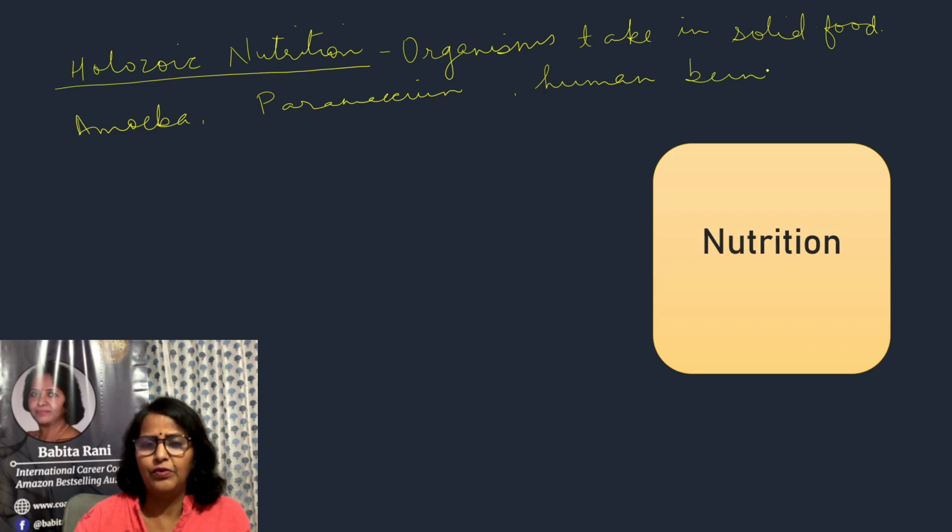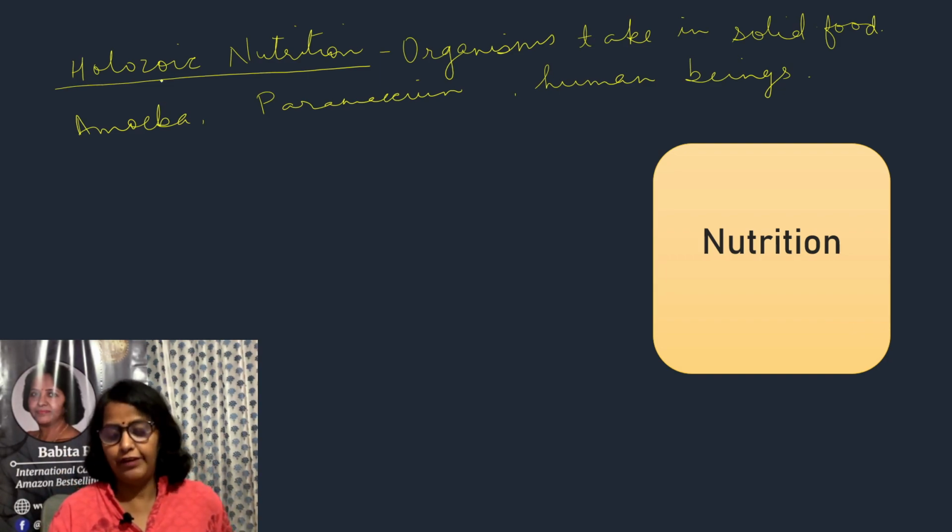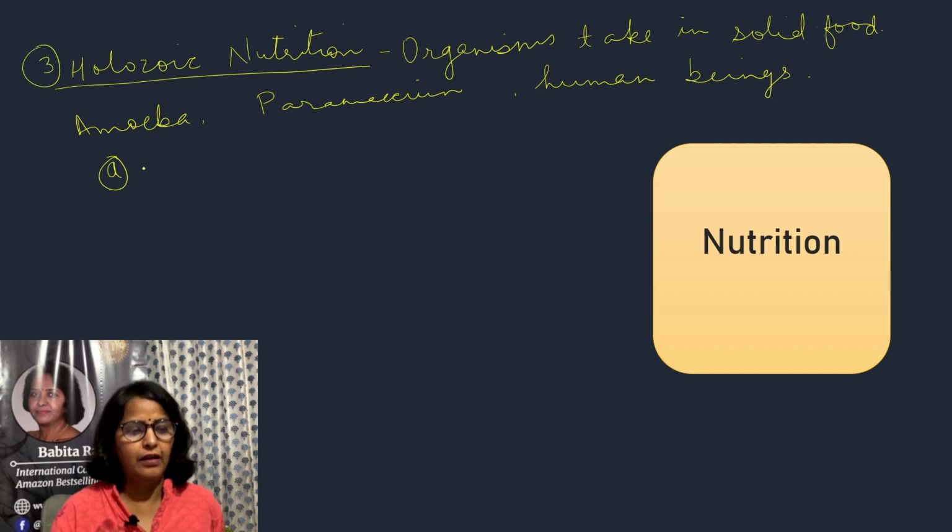Holozoic nutrition is again divided into 5 different processes. The first one is taking in of food, which is known as ingestion. Taking in of food is known as ingestion.